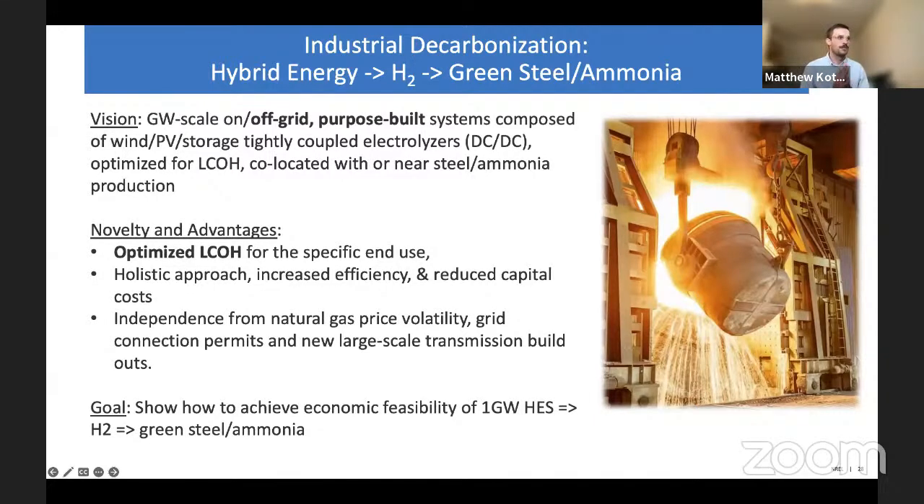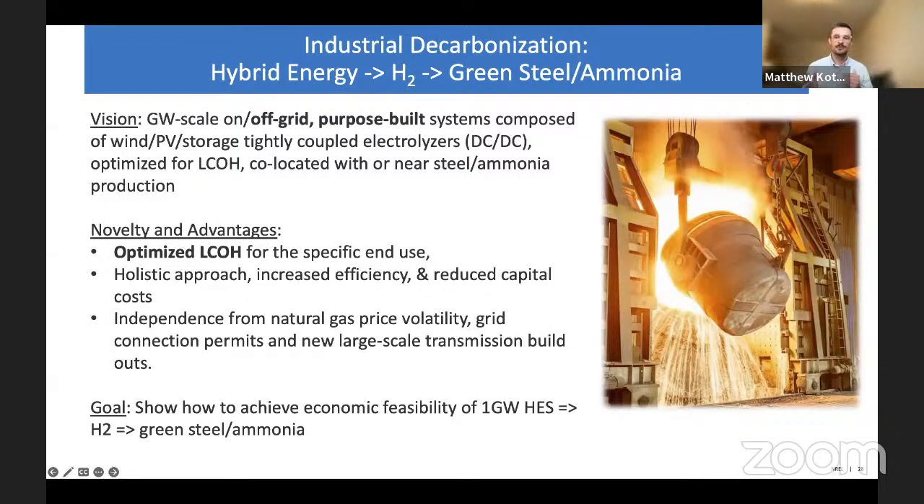This project is really unique because we're looking at optimizing LCOH, and by optimizing that, helping reduce the cost as much as possible and exploring all different configurations and plant use cases that can be leveraged for this type of future outlook within achieving these targets. For this, we're also taking a holistic approach. We're looking at increasing efficiencies and reducing capital costs.